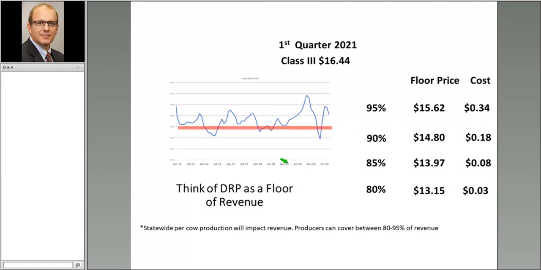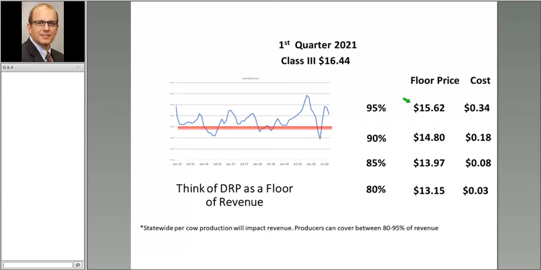So here, this is first quarter 2021, and I'll talk about some of the decisions that have to be made associated with dairy revenue protection. But think of dairy revenue protection as just putting a floor down on those prices. With that floor comes a cost, and you can see here that we can insure from 95% to 85%. Class 3, first quarter 2021, had a Class 3 price of $16.44. We can insure at $15.62. That would cost us 34 cents, all the way down. 90% cost us 18 cents, 85%, 8 cents, and 80%, 3 cents. So you can see the trade-off between the level of coverage and the associated cost, and with that is that level of protection.